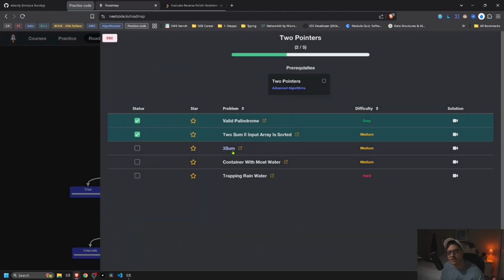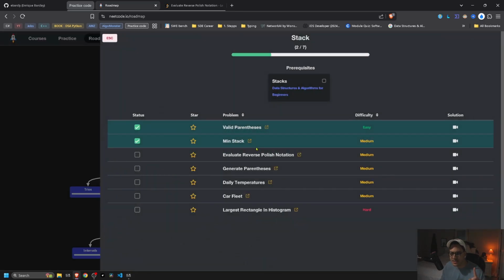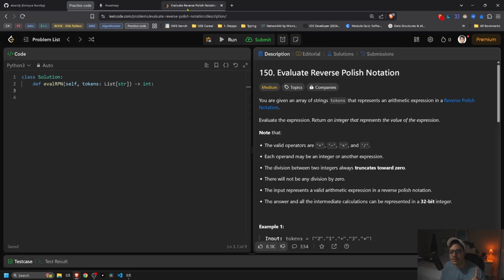The next one's 3Sum. I'm sure you've heard of it, it's a fun problem, but honestly, if we check stack, we also have two problems. This problem right here, evaluate reverse Polish notation, is actually a more interesting problem, and I say let's go with that one. Cool, let's go ahead and read the problem.